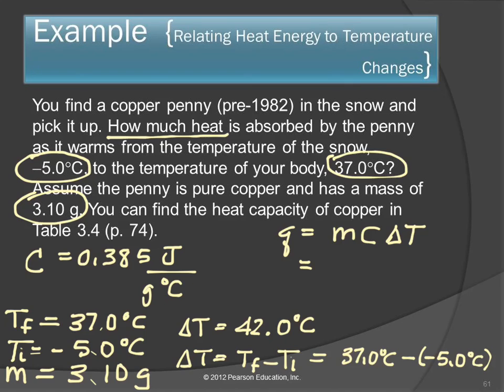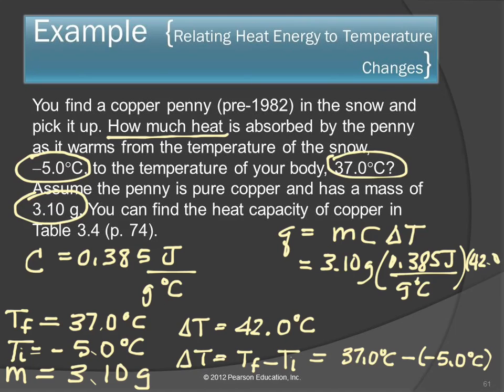So now I can take those numbers, 3.10 grams times 0.385 joules per gram degrees Celsius times 42.0 degrees Celsius. There's not enough room here. 3.1 times 0.385 times 42.